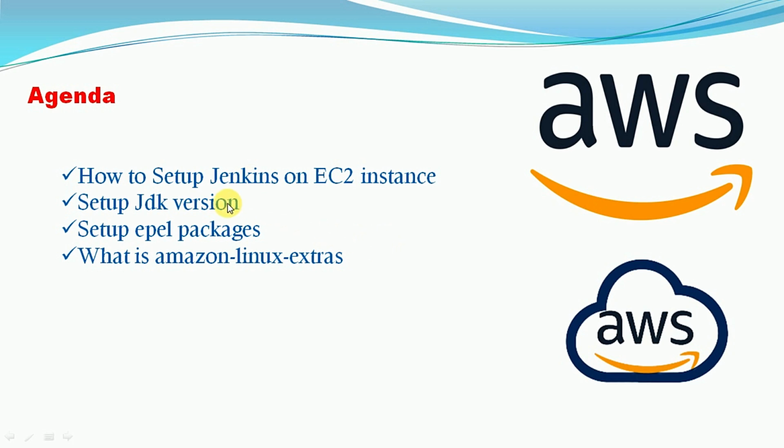Okay, so what we have covered in this video, we have set up the Jenkins on the EC2 instance. We installed the JDK version, we installed the EPEL packages, and Amazon Linux Extras is a package or the directory where we can get the JDK, Maven, Tomcat, whatever required file we want to install on this machine, we can get through those packages.